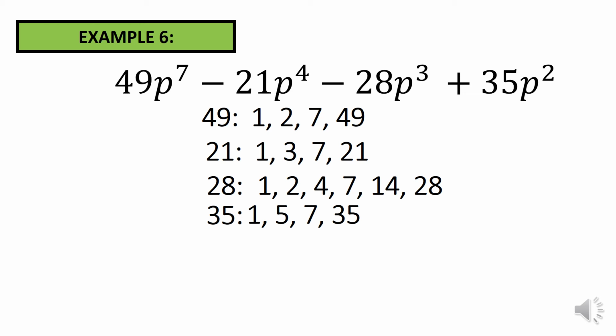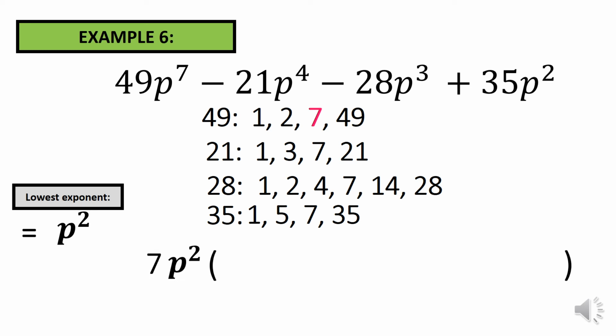Next is to identify the greatest common factor, and that is 7. For our variable, as you can see, the one with the lowest exponent is p squared. So we're now going to combine the greatest common factor and the common variable factor. So you have now 7p squared. Next is to divide the first term.